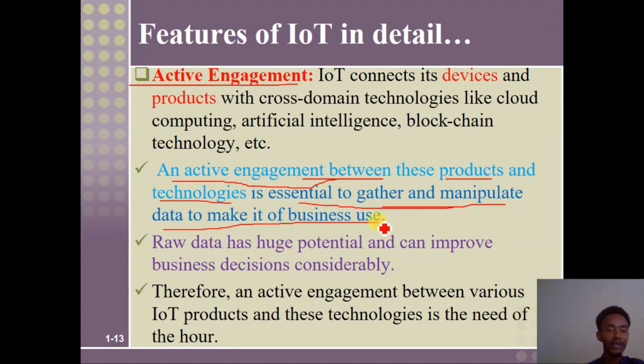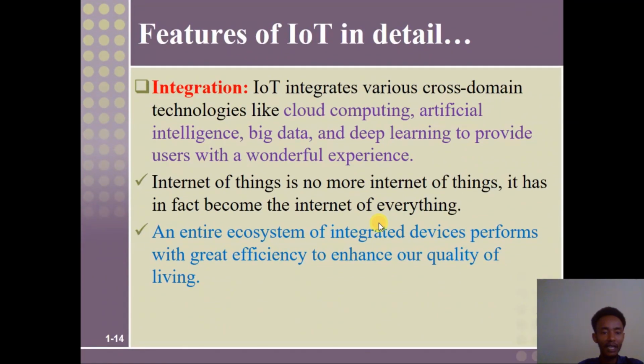There is no active engagement in the normal way of life. So in order to have such active engagement, active participation, and active communication among the devices, between humans and devices, and among devices and devices, active engagement, active communication, and active participation have to be there. That's very important. Another one is about integration, the issue of integration.